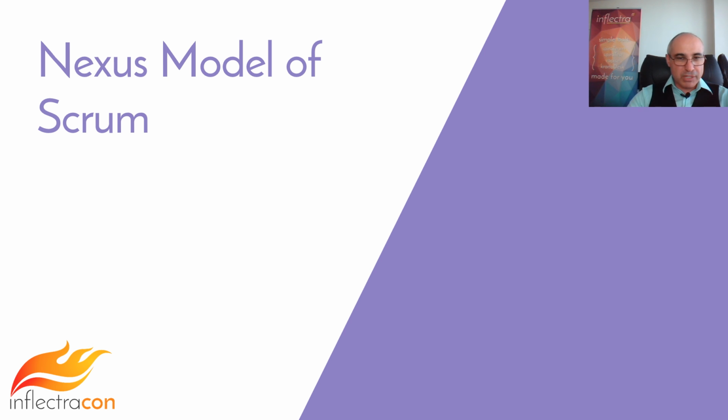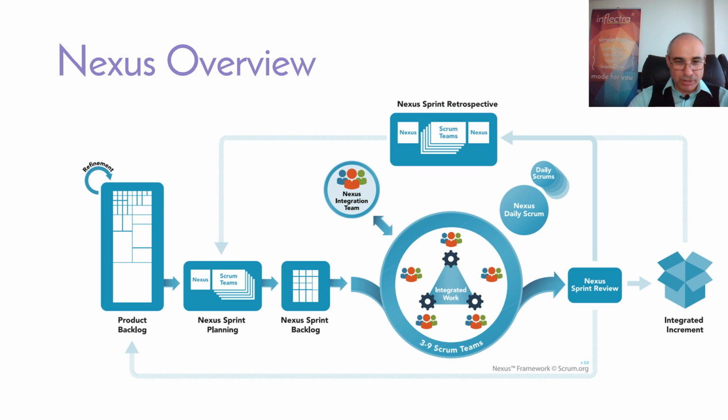So how do we scale Agile? Well, there's different models of scaling Agile. One of the simplest models that's quite popular is called the Nexus model of Scrum. And Scrum, as we mentioned before, is an Agile methodology built for a single team. So the Nexus model of Scrum is simply a way of taking that approach and scaling it up. So in Nexus, you have your product backlog, you have your sprint planning with your Scrum teams, and then you have your Nexus sprint backlog.